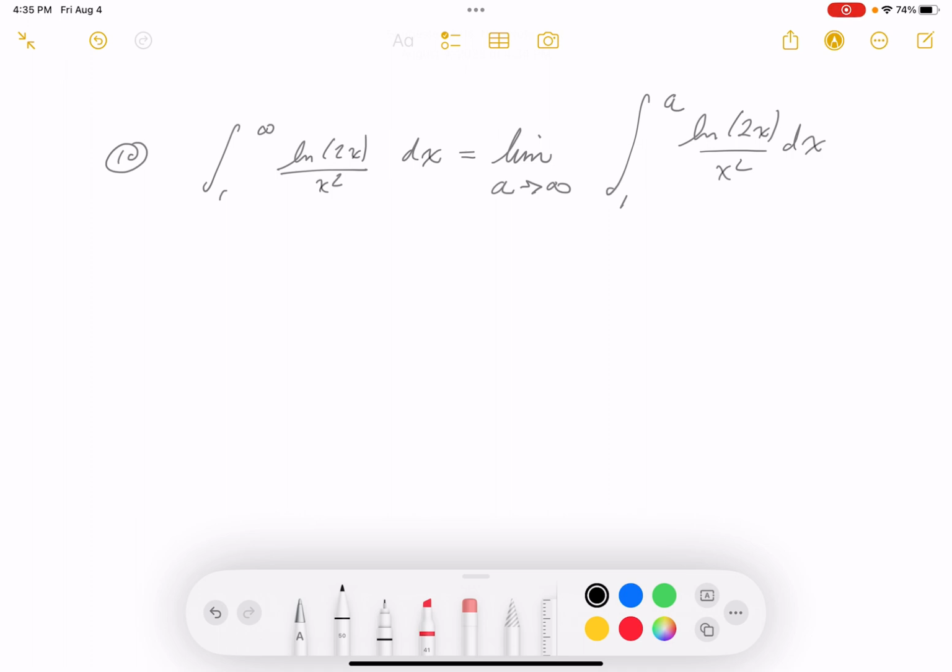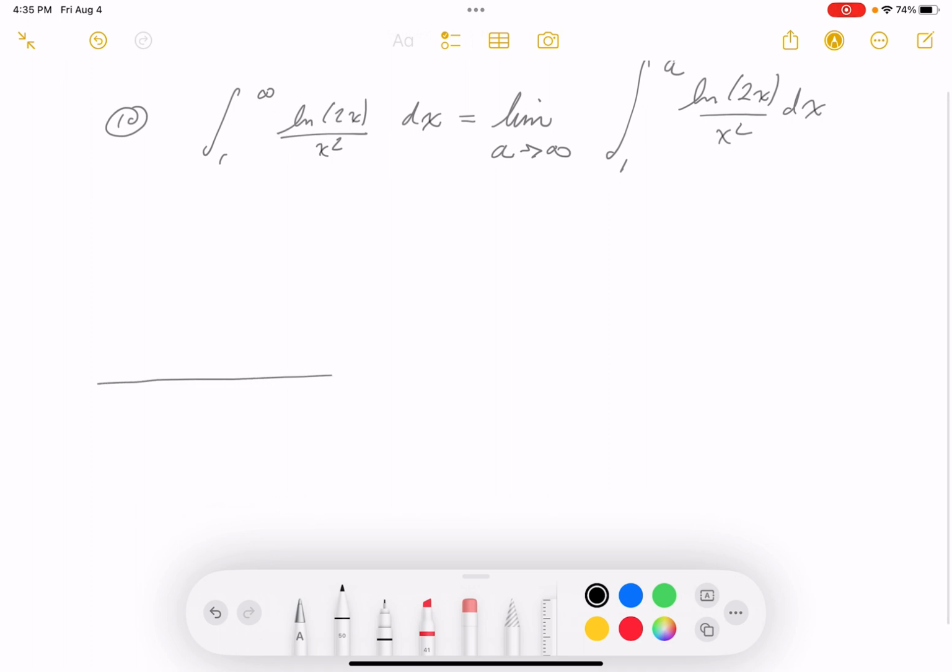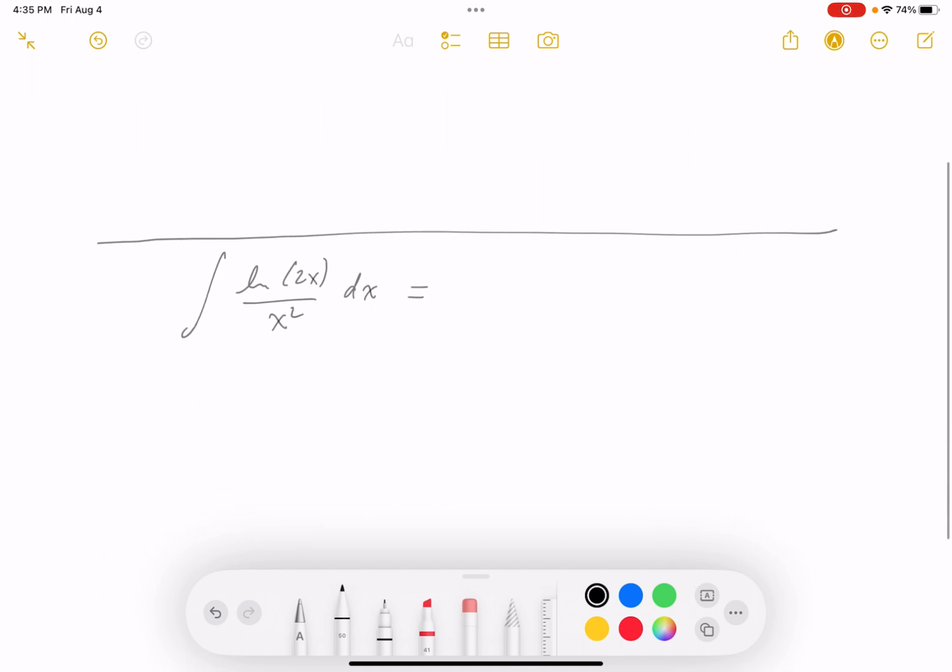So that's something I have to do. But the problem is I don't know the antiderivative. So what I want to do is go through that. All right, so I need to do that. I'm going to do an indefinite integral, ln 2x over x squared dx. I'm going to use integration by parts. I'm going to say u equals the natural log of 2x. That means du is 1 over 2x times 2, which is 1 over x dx.